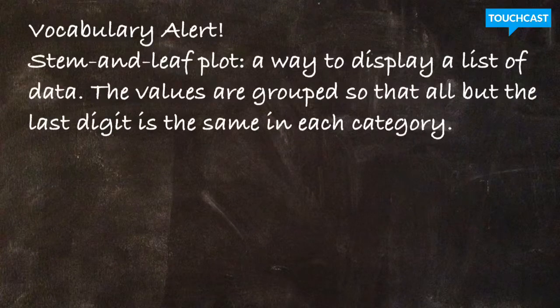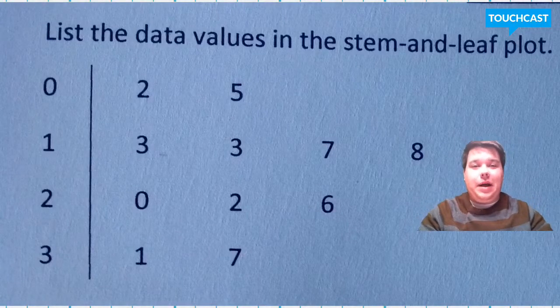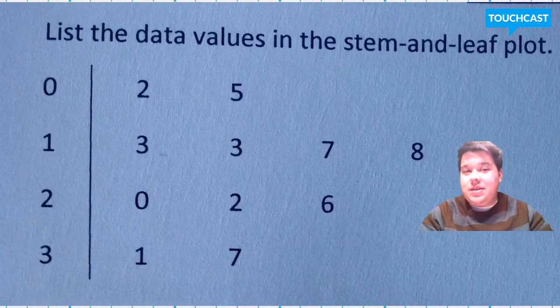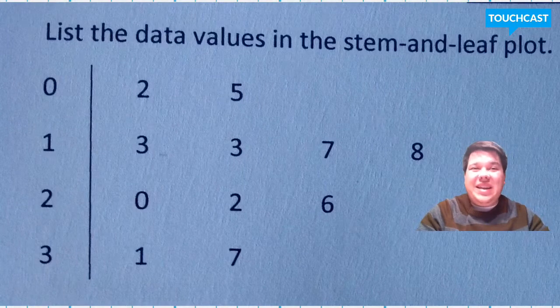Here comes our first vocabulary alert. We have stem and leaf plots that we're going to be talking about, which are just a way to display a list of data where the values are grouped so that all but the last digit is the same in each category. Alright, here we've got a stem and leaf plot. On the left is our stem, and on the right are our leaves. We need to list these data values in the stem and leaf plot.